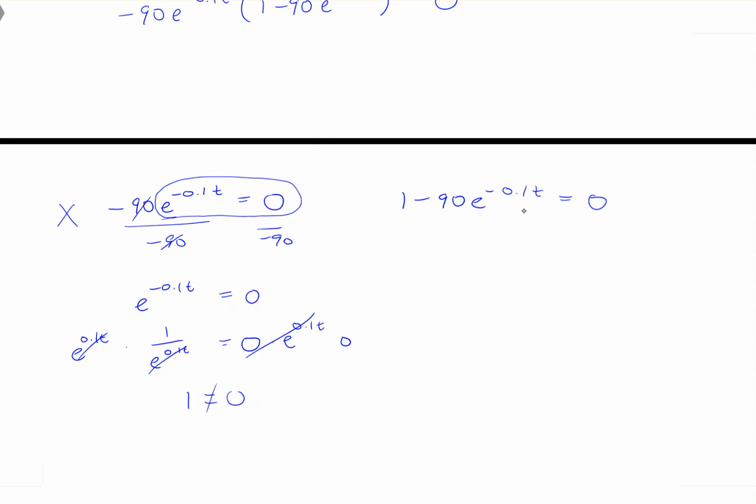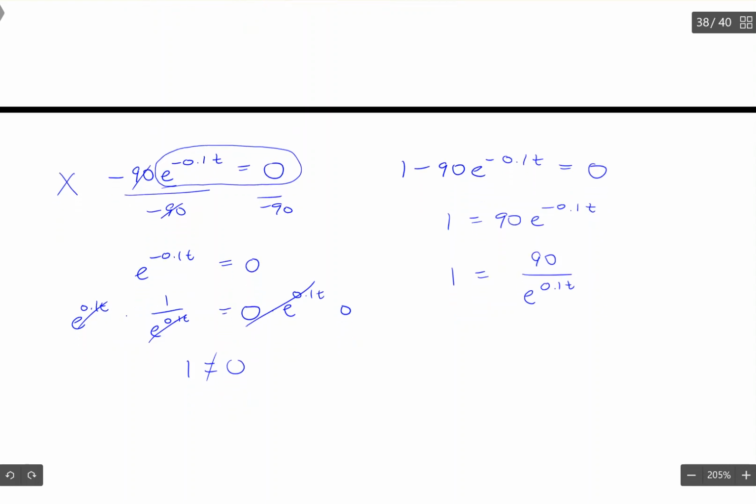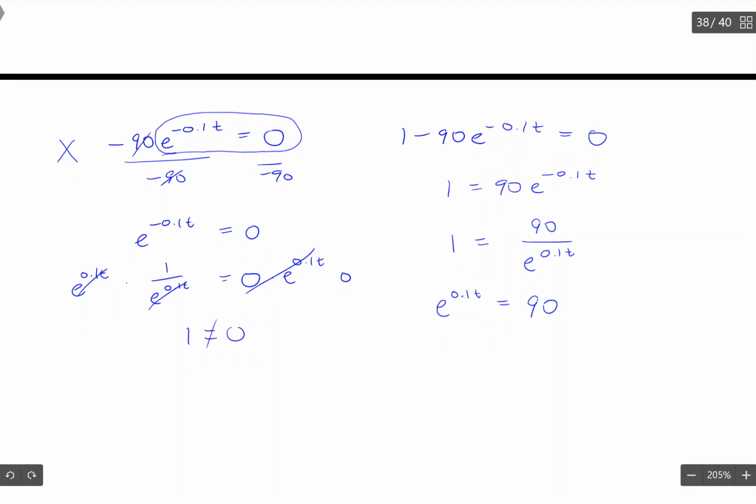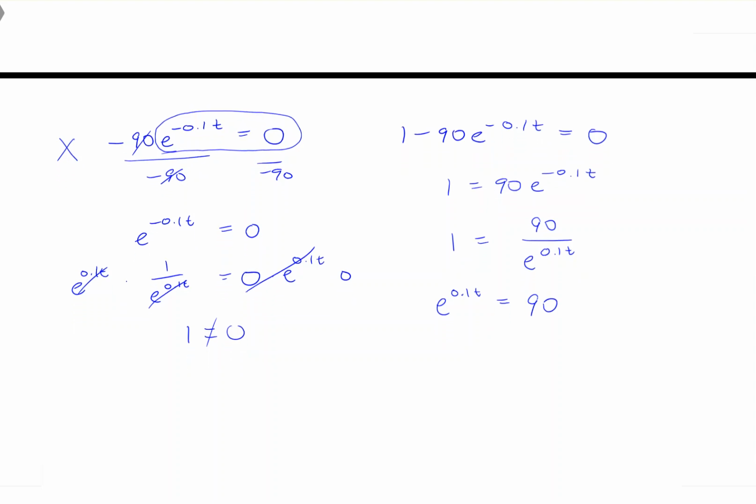So I have 1 minus 90 e to the negative 0.1t equals 0. So let's make it 1 equals positive 90 e to the negative 0.1t. Now I'm going to make that 1 equals 90 over e to the positive 0.1t, or e to the 0.1t equals 90, which is good, but we can't solve it for t unless we switch into logarithmic form. So I'm going to take a natural log. So the natural log is base e.